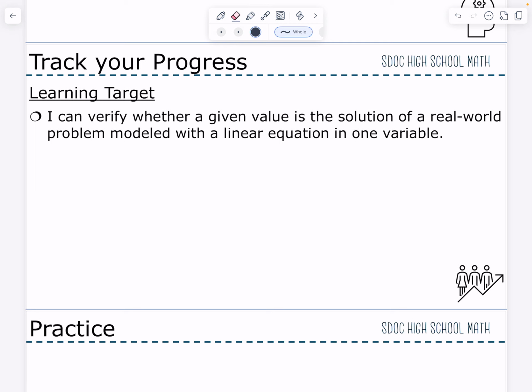So on your learning target, I can verify whether a given value is a solution of a real-world problem modeled with a linear equation in one variable. If you feel that you're good at finding your variable and plugging your variable in, substituting it in to solve the equation, go ahead and highlight that. If you're not 100% sure, it's okay to wait, and we'll talk about that when you come to class tomorrow.